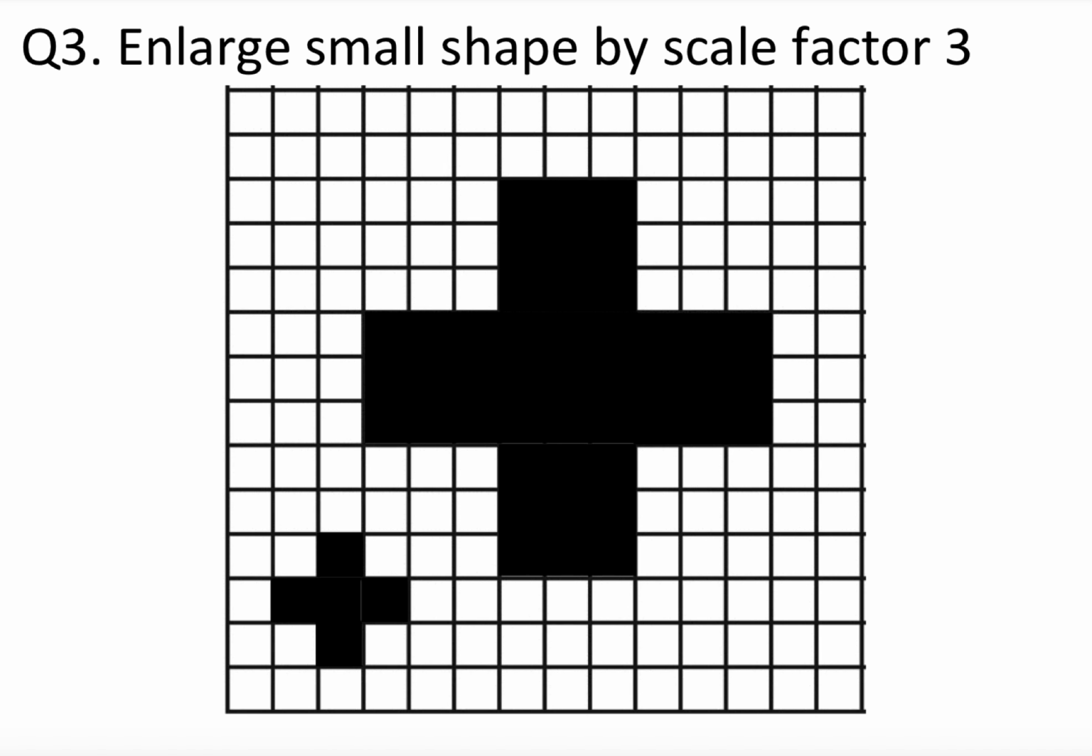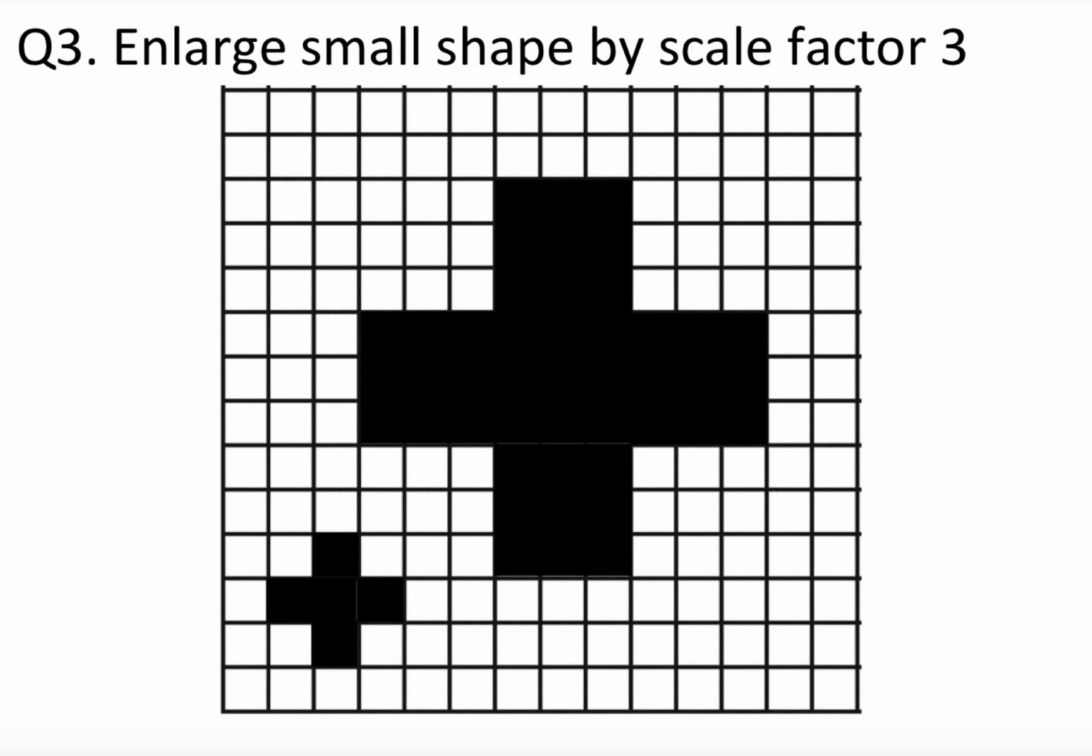Right, again, some of these are quite visually challenging. It says enlarge the small shape by a scale factor of 3. I've actually done it on the graph. The small shape looks a bit like a cross, where each arm of the cross is one cube. It's asked for a scale factor of 3.